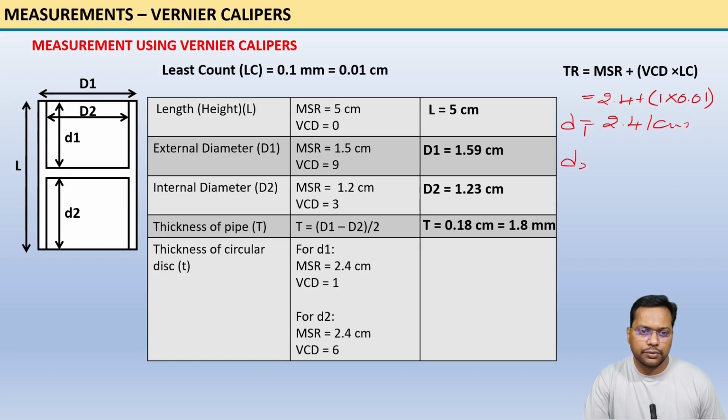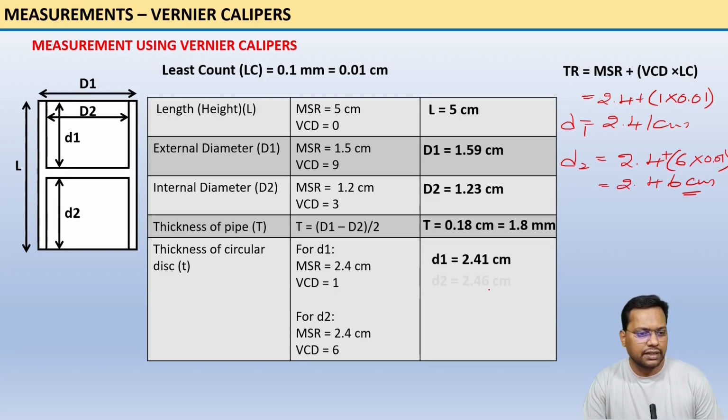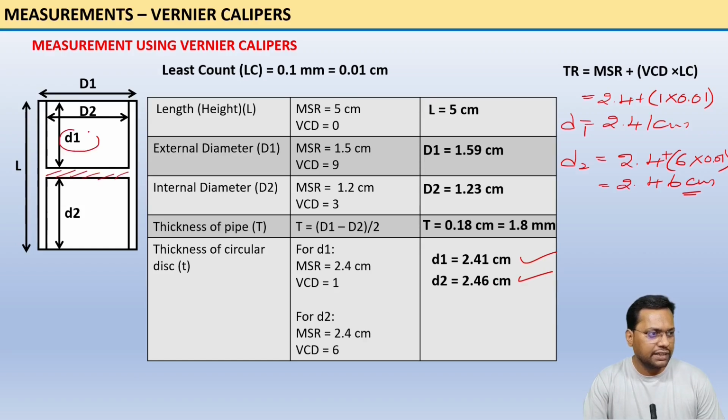If you go for D2, that is main scale reading 2.4 plus vernier coinciding division 6, into the least count 0.01, therefore it will be 2.46 centimeters. So here you just note down the values of D1 and D2, 2.41 centimeters and 2.46 centimeters. Now we need the thickness. First add D1 and D2 and subtract D1 plus D2 from L. That gives the thickness of the circular disc, which is somewhere in the middle of the pipe.